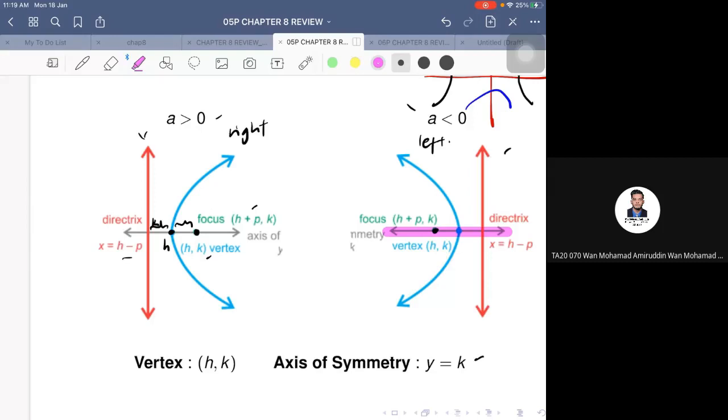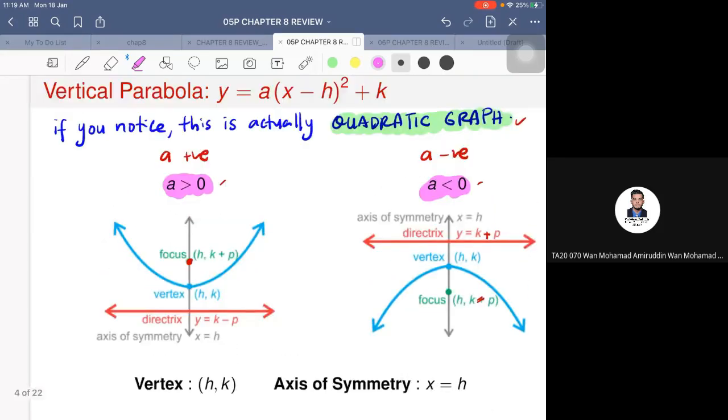Kalau dia adalah horizontal line, ni adalah Y. So horizontal, dia punya axis of symmetry adalah Y sama dengan koordinat Y dia. Koordinat Y dia kat sini adalah bersamaan dengan K. So dia adalah Y sama dengan K. Horizontal, vertical pun sama. Kalau kita potong, ni kat tengah dia. So that is going to be our axis of symmetry.